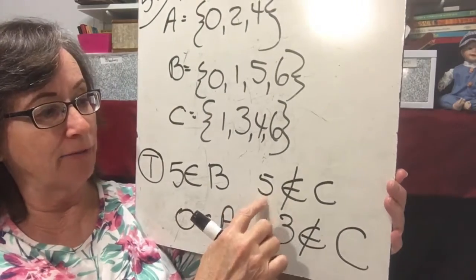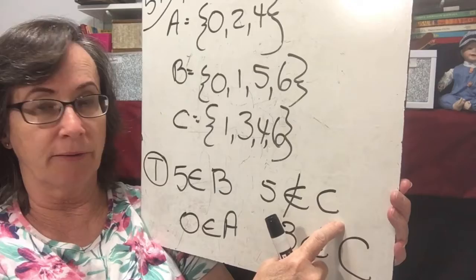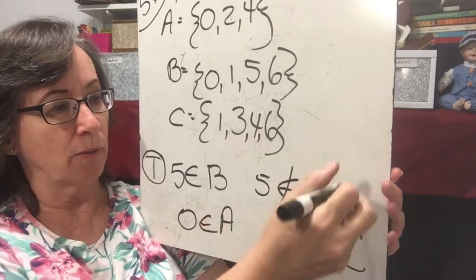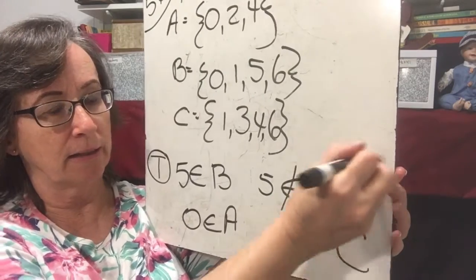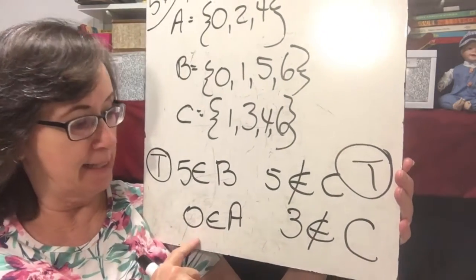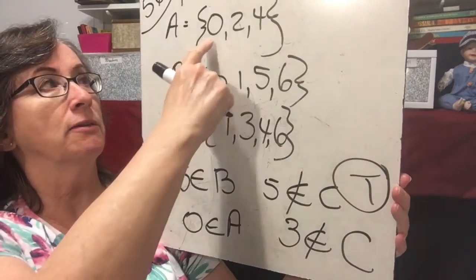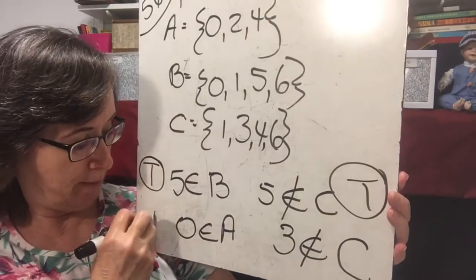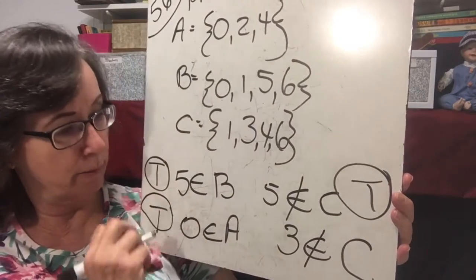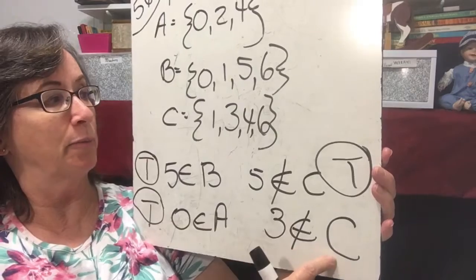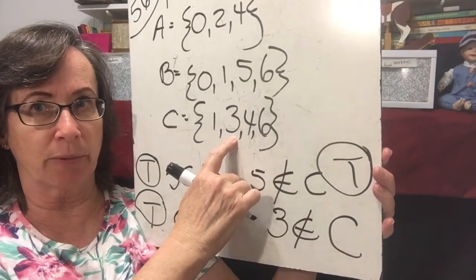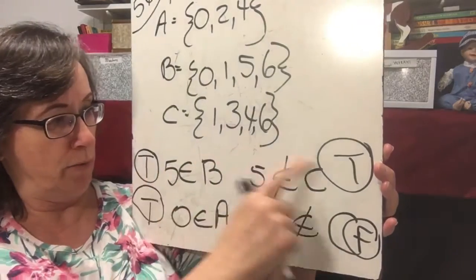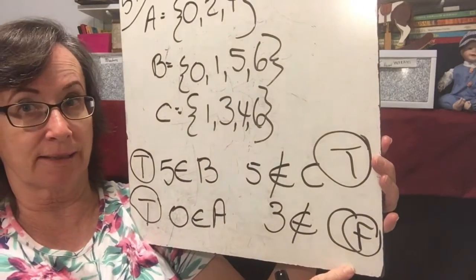Is 5 not a member of C? So here's C. 5 is not a member, so we would say this one is true. Is 0 a member of A? So here's A up here, and 0 is a member. Therefore, we would say this one is true. 3 is not a member of C, but 3 is a member of C. Therefore, we will say this one is false. So we had true, true, true, false.